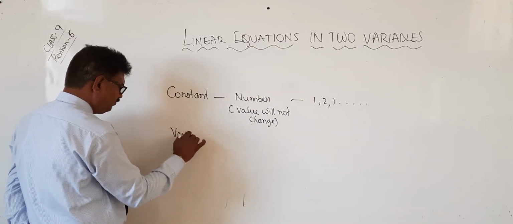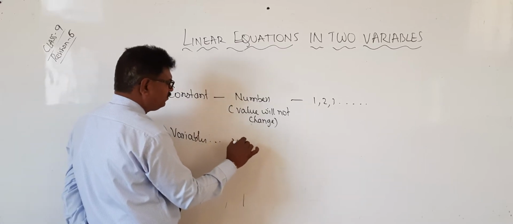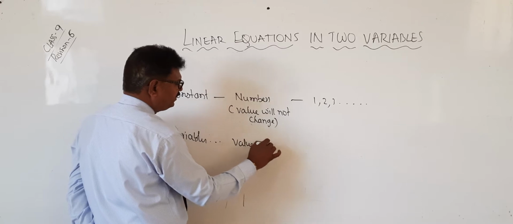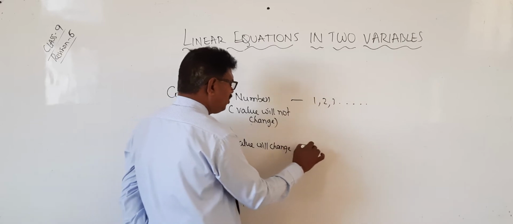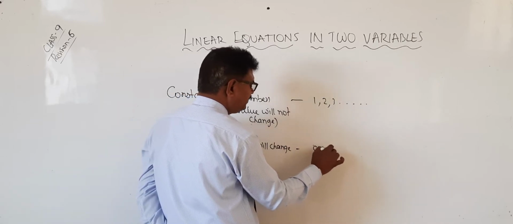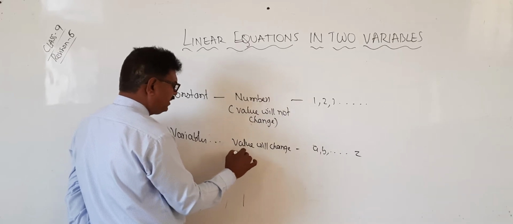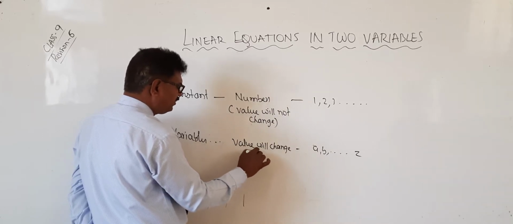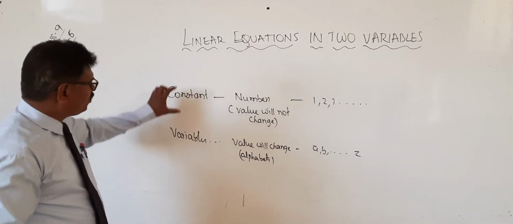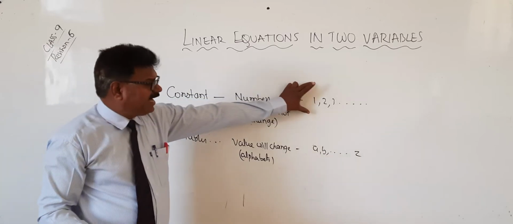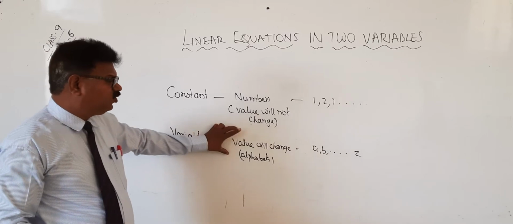Next, variables. Variables means value will change. Value will change means all alphabets, that is A, B, C, D, Z. Here all English alphabets. So constant means the value will never change, and variable means the value will change.